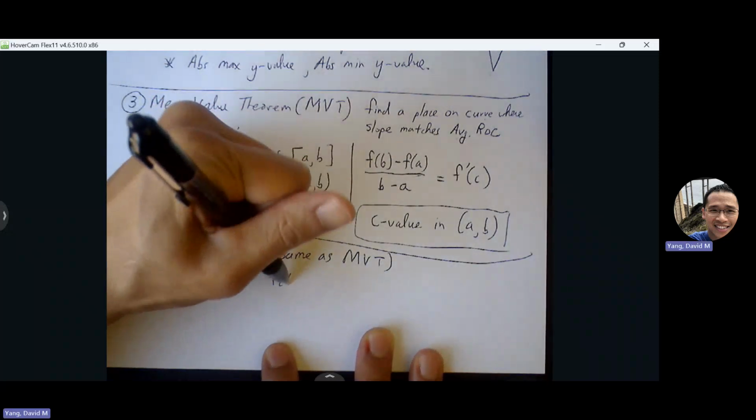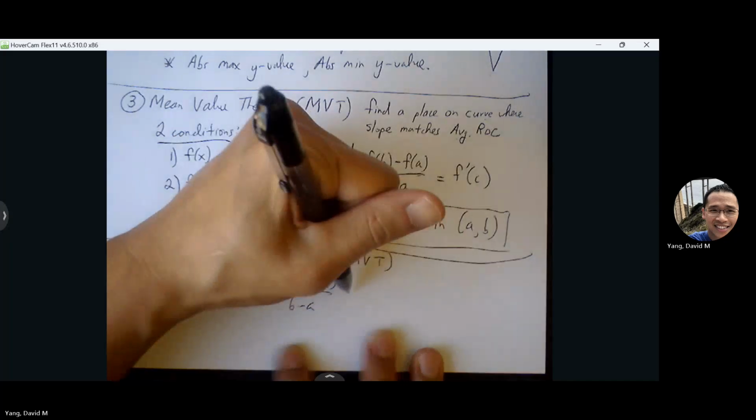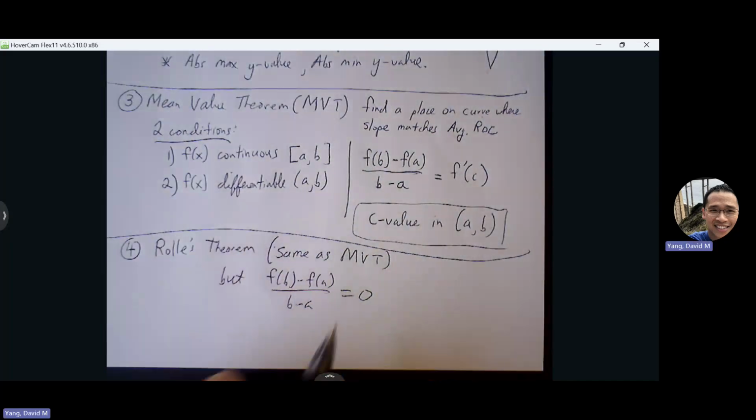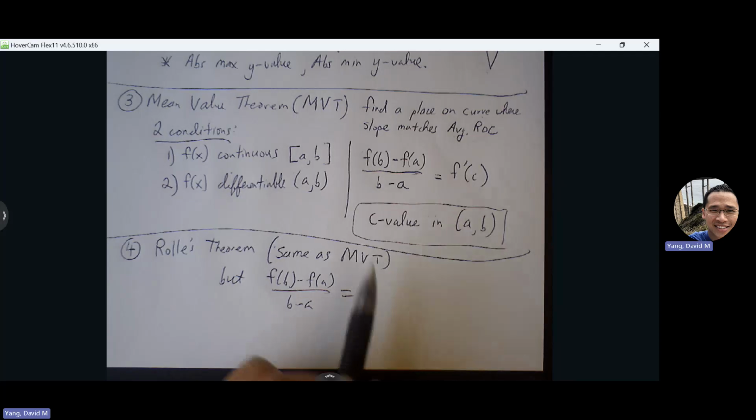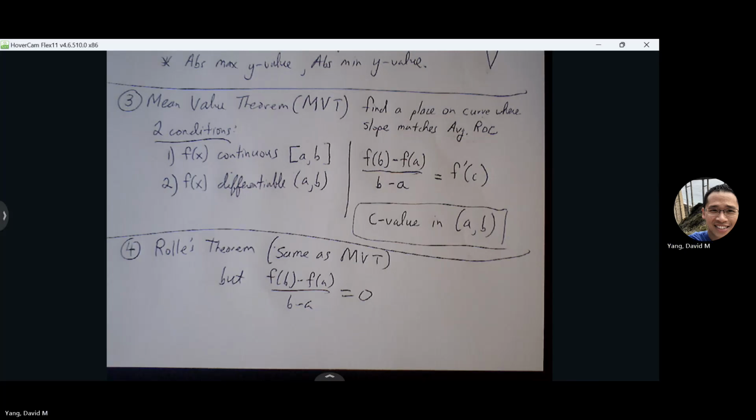But your average rate of change has to equal 0 in order for you to move forward. That's the only restriction for Rolle's theorem. But other than that, it's the exact same process as the mean value theorem.